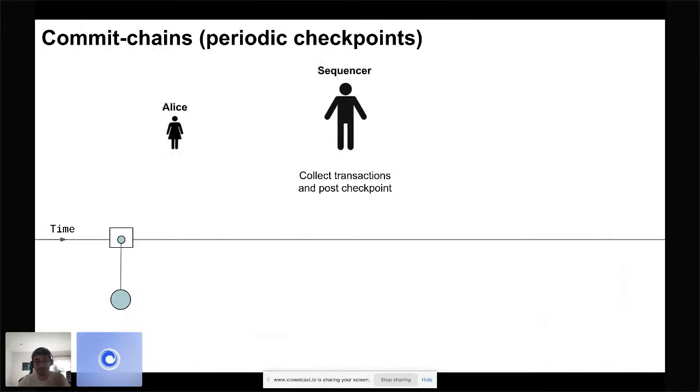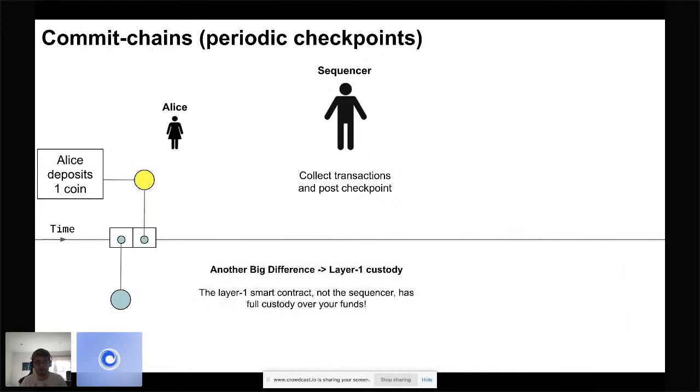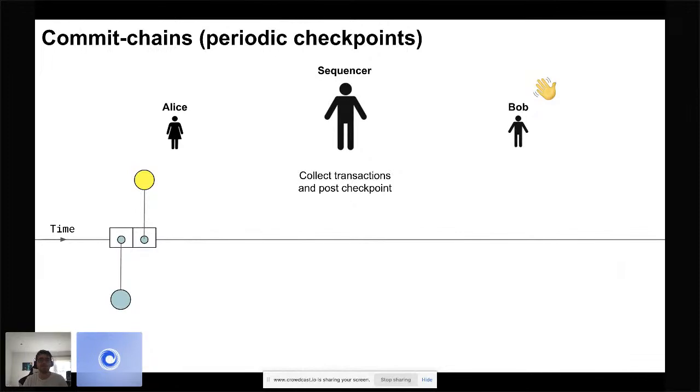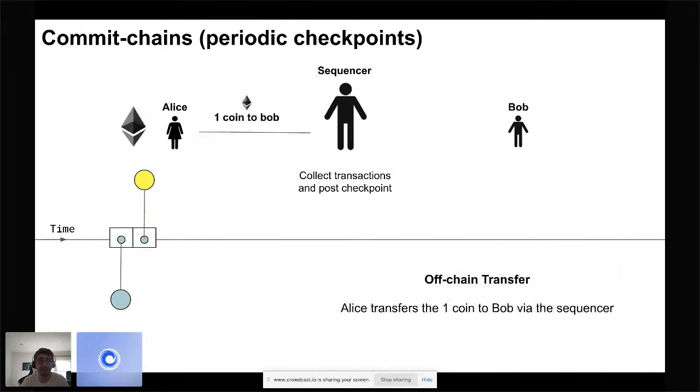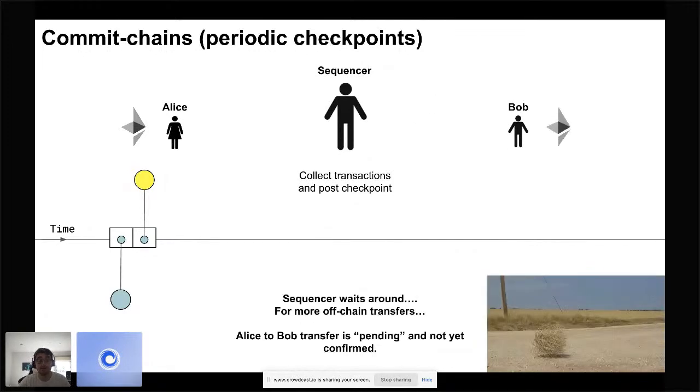So basically, you have the sequencer, and Alice is there. Alice will deposit one coin into Ethereum, and it will be unlocked in the layer 2 system. It's a bit like depositing coins in Coinbase: you deposit coins, then you get a positive balance on Coinbase. Once Alice has a balance on the layer 2 system, Bob comes along. Alice will sign a transaction that sends one coin to Bob, and she'll give this to the sequencer. The sequencer can notify Bob that he's going to receive one coin. But remember, he hasn't yet received it, because the transfer has not been finalized. The sequencer has acknowledged that they've received the transaction, and then it will wait around for more off-chain transfers. And there are no more transfers shown because I didn't want to make any more slides for that.